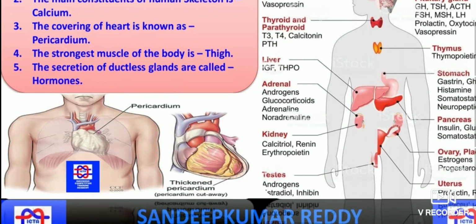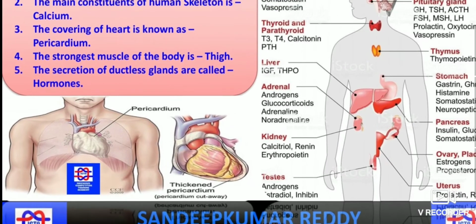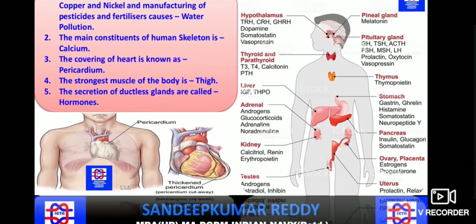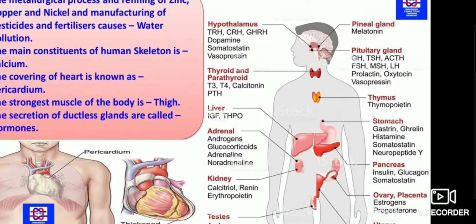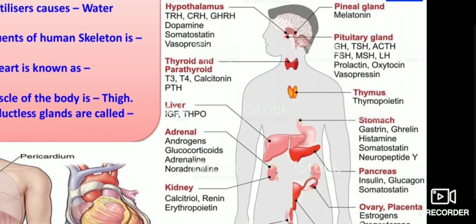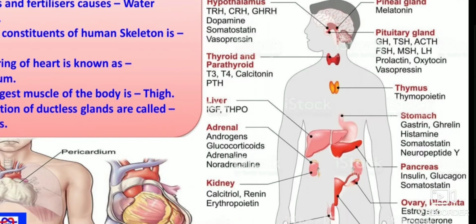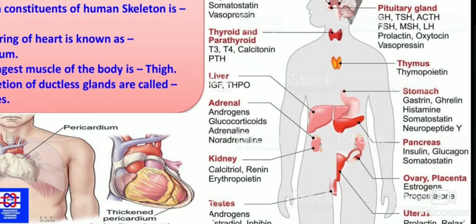Here, the secretions of ductless glands are called hormones. We knew that whatever the ductless glands secrete is known as hormones. These are a few hormones, as you can see: the hypothalamus, which controls the pituitary gland, and the pineal gland. Melatonin will be secreted by the pineal gland. So you can see which organs secrete which ones.